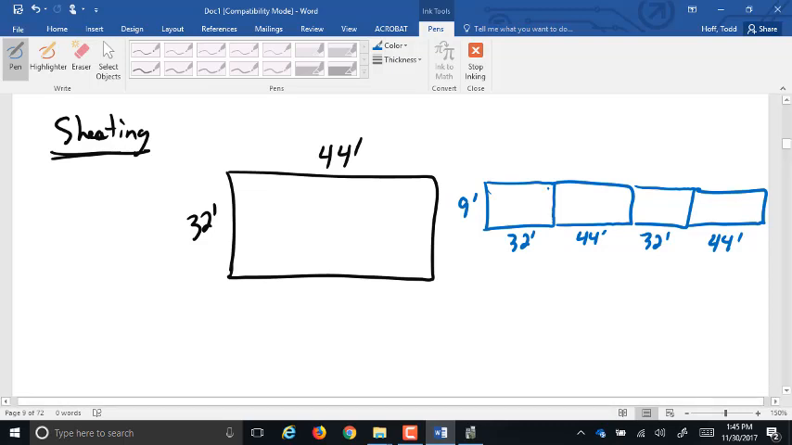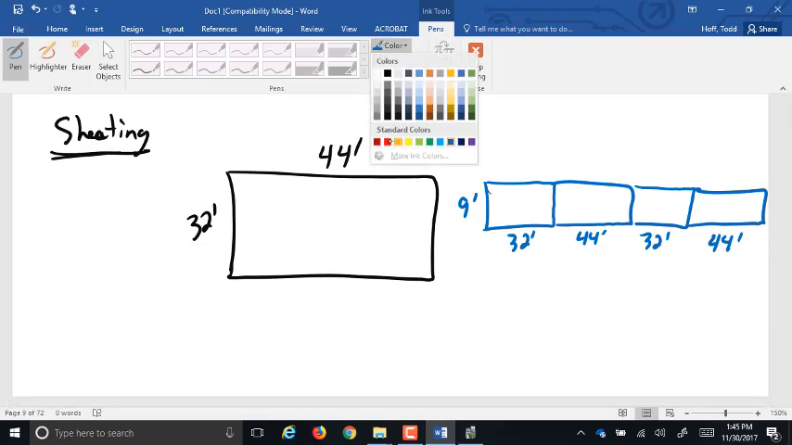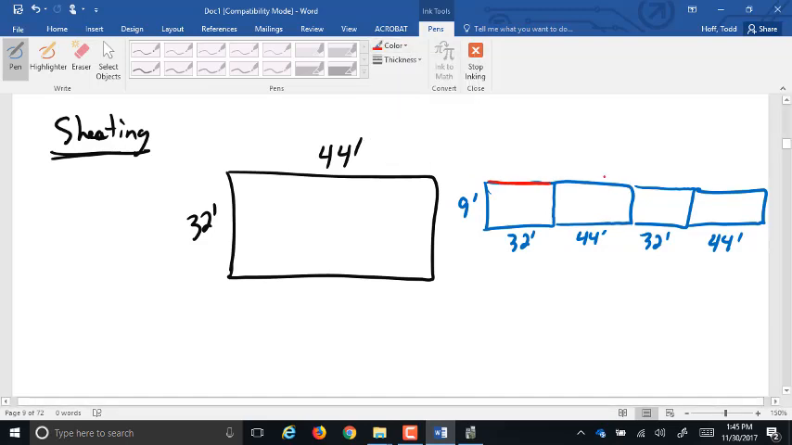What's missing in my picture here though for area that I need to sheet? It would be here and here. There you go, the gable end.